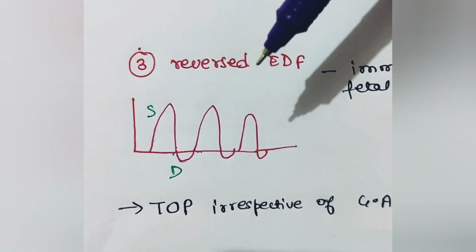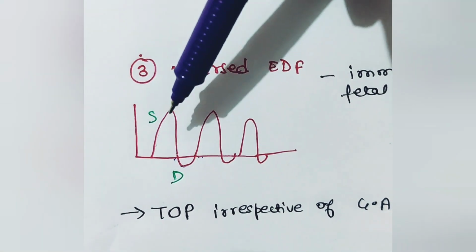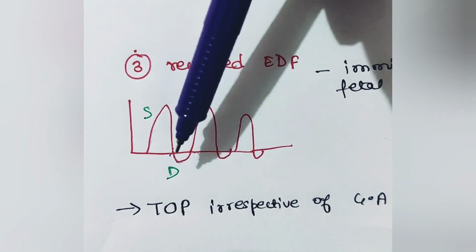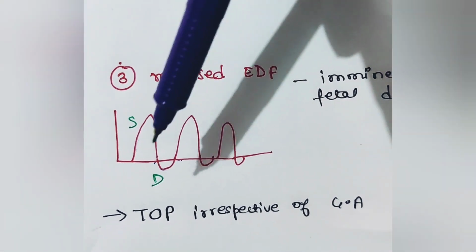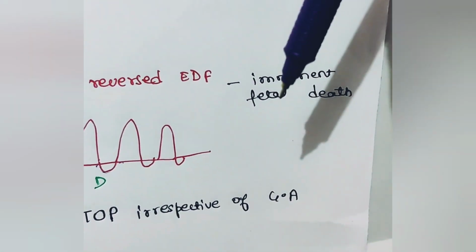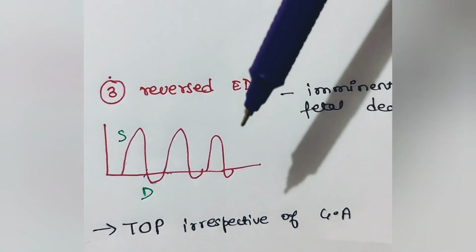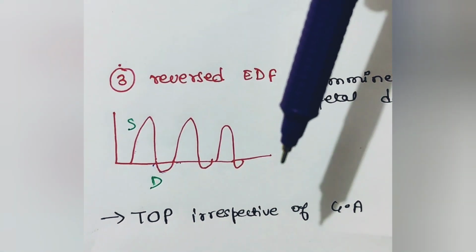And the last is worst scenario, in which there is reversal of end-diastolic flow. There is systolic wave and this is diastolic phase, which is reversed. There is reversal of the flow. This has very poor outcome and it denotes imminent fetal death within 1 to 2 days. This is actually indication of termination of pregnancy irrespective of the gestation age.